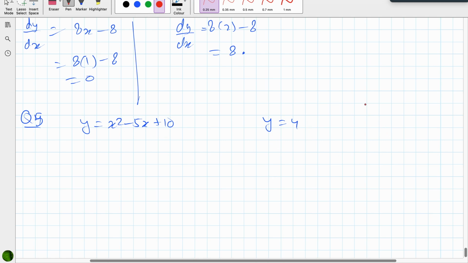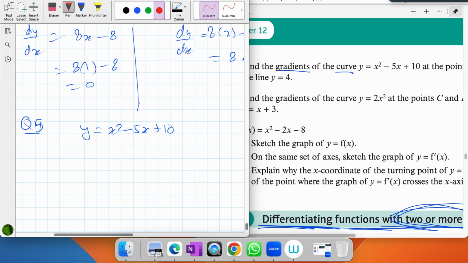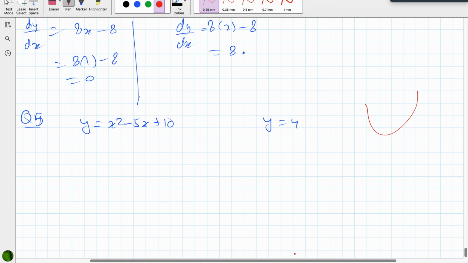So whatever this would be, yes, it is 2x minus 5. So the story is, you have this curve and you have this line y is equal to 4. It intersects at 2 points. This is A, this is B, and it is asking to find the gradient at points A and B. So first we find A and B.